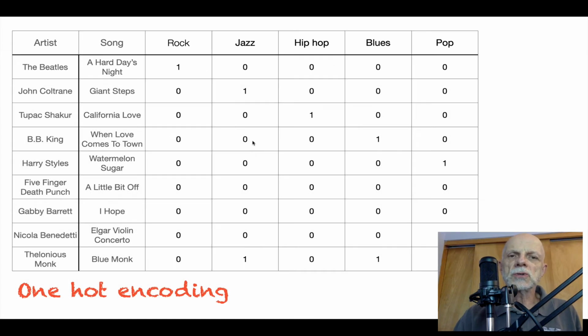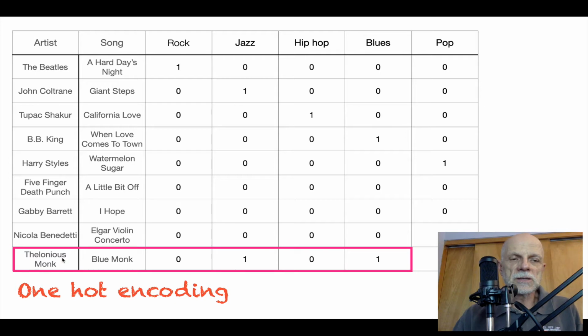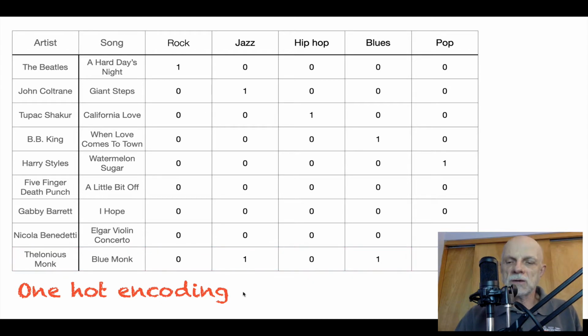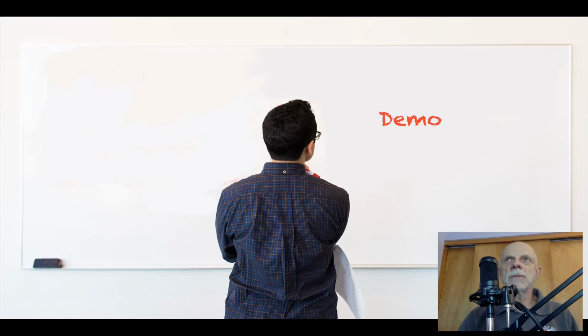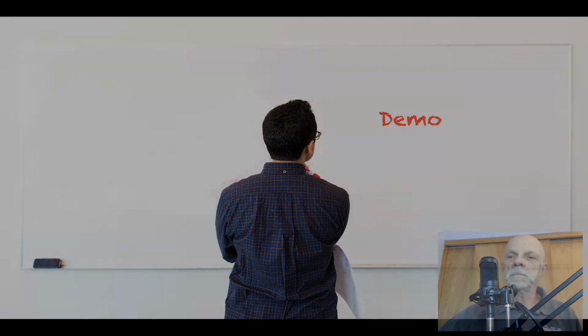So this is the solution, and it's called one-hot encoding. If the value is 1, it has that value. If 0, it doesn't have that value. And one benefit is that things can have multiple values. So this Thelonious Monk song, Blue Monk, can be both a jazz tune and a blues tune. So that's one-hot encoding. Let's see a demo of how to implement that.